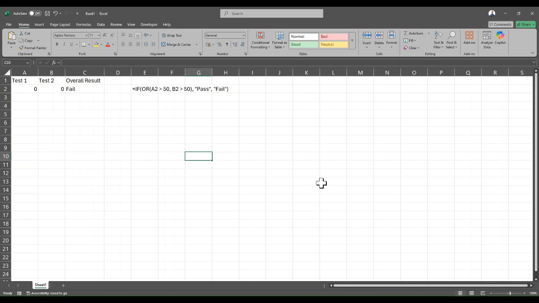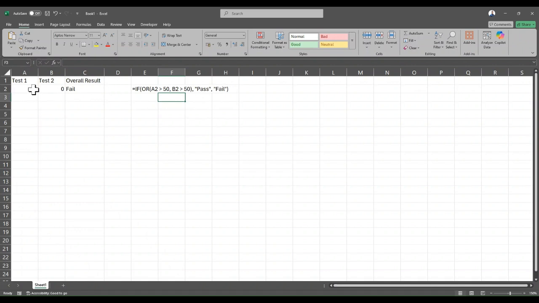All right. I am inside my Excel spreadsheet, and over here at C2, I have keyed in this formula, which uses the OR function. So I need either A2 is greater than 50 or B2 is greater than 50. So I need both of these or either one. So if either one of it is greater than 50, I will put a pass. Otherwise, I'll put a fail.